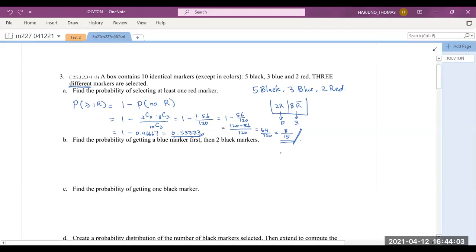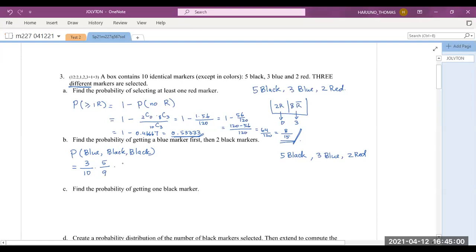So we have 5 black, 3 blue, and then 2 red. Now, what is the probability to get the blue first, then black, and then black? Probability to get blue first is 3 over 10, right? There are 3 blues out of 10 markers. Now after you take one blue out, how many black do we have? We have 5 black out of 9.